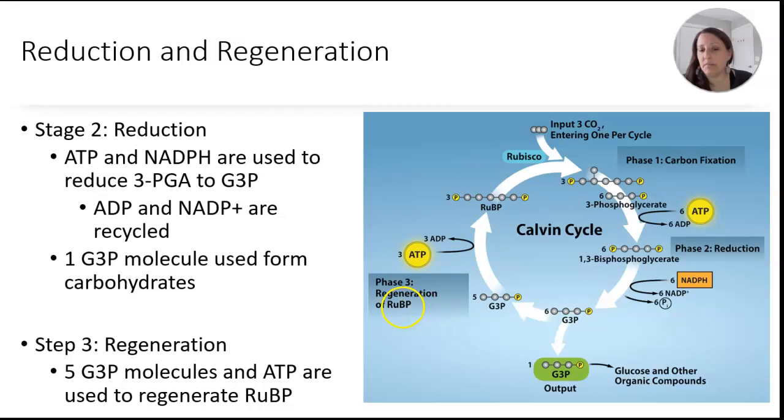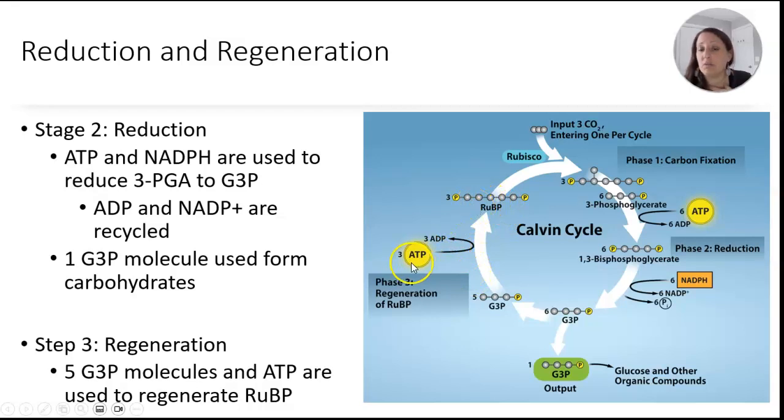or RuBP. Okay, so just like in cellular respiration, when we looked at the Krebs cycle or the citric acid cycle, we had to recycle oxaloacetate. The same thing here, we have to recycle ribulose bisphosphate, RuBP, so that there's RuBP ready for the next cycle. Okay, so not all 6 of these become organic molecules. Instead, only 1 does, and the other 5 are used to regenerate RuBP.